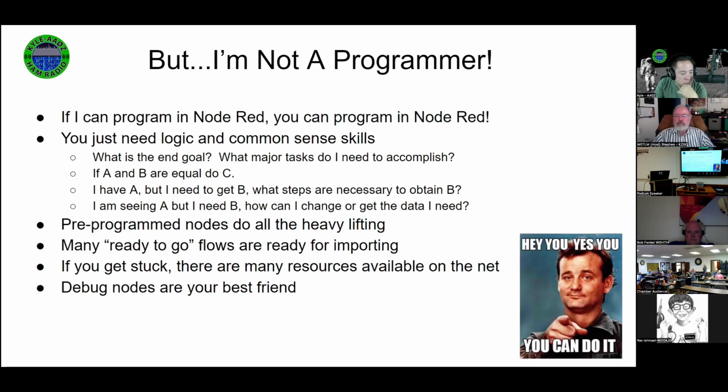Okay. Again, if you get stuck, there's that Groups.io. There's stuff on the web. The Groups.io Node-RED for ham radio group is a great resource. We have a lot of fun over there, and there's a lot of threads on different pieces of equipment. And like I said, debug nodes are your best friend. So I'm going to show you how to use a debug node.